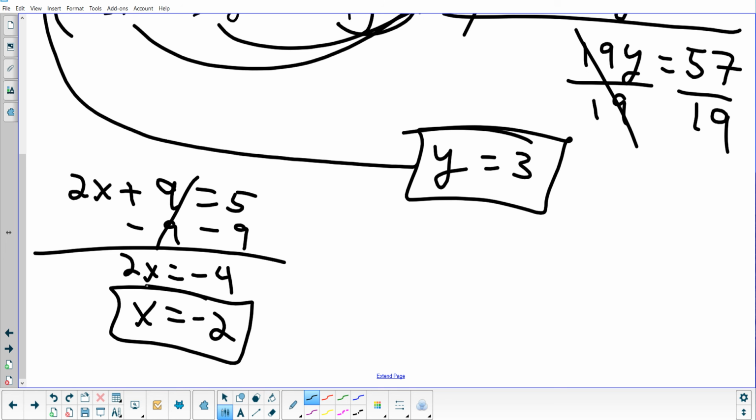Okay, so there's a problem where we used elimination to solve a two-variable system rather than substitution. Any question on that?